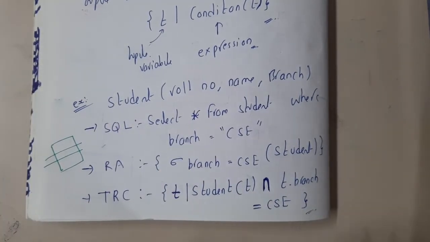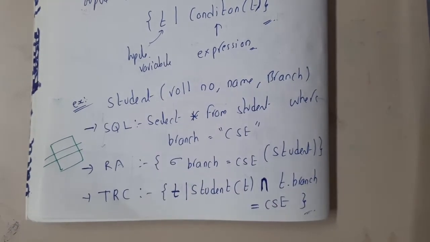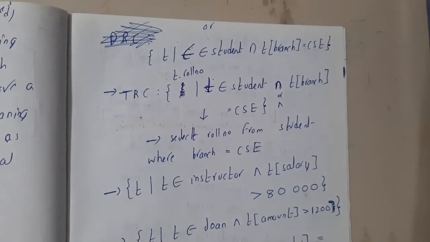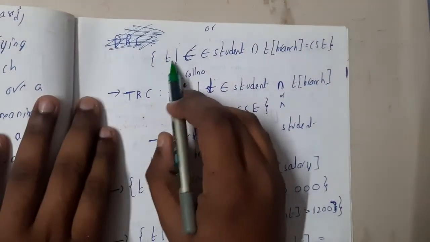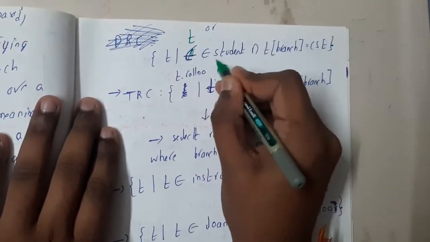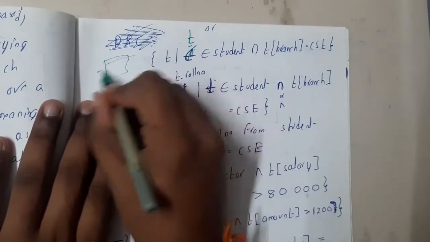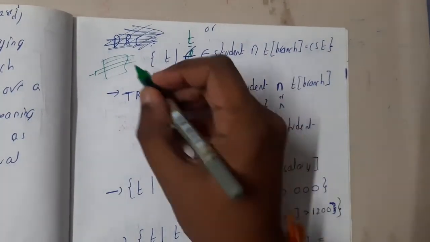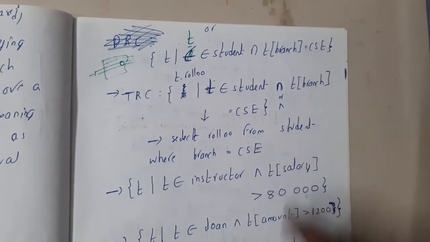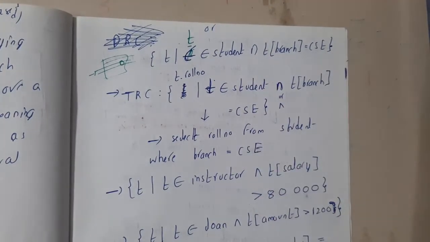Now you are understanding how the symbols are written and why they are written in that way. We'll be going through a few more examples, and you will get more and more clarity, so don't worry. The same expression can be written in this way also: T such that T belongs to student. That tuple belongs to the table student. Then T of branch should be equal to CSE. T dot branch is okay, and T of branch is also okay.